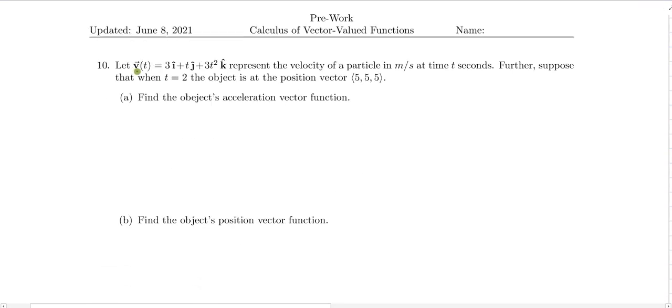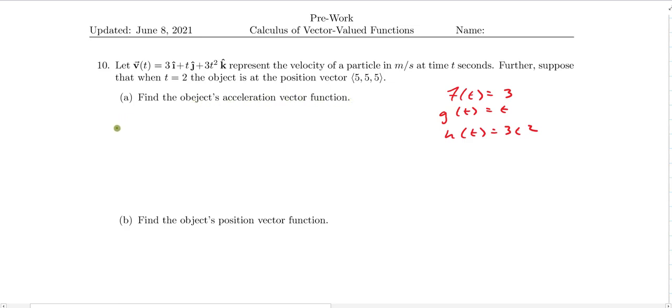So here I've got a velocity vector given by these three component functions here. We can see that f of t is 3, and g of t is t, and h of t is 3t squared. And this represents the velocity of a particle in meters per second at any point in time. And suppose that when t is 2, we're at the position (5, 5, 5). That's like an initial condition that we'll need for one of these later questions.